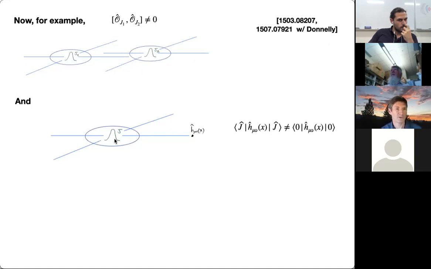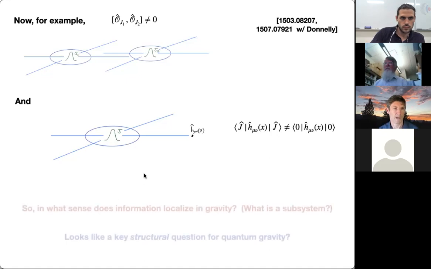And for example, if you take an operator that creates an excitation plus its dressing, so you create this state, which I call J hat, and then you go outside and look at the expectation value of, say, the metric perturbation, you get a non-zero answer that depends on the fact that you've created this excitation, because you can effectively measure its gravitational field. So the structure is different.